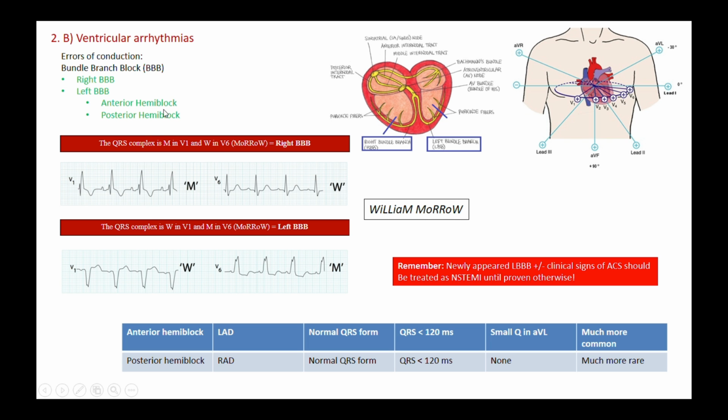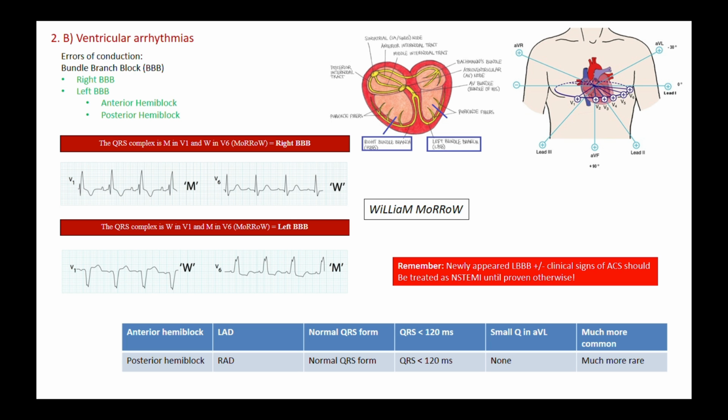Now, anterior fascicular block and posterior fascicular block, or hemiblocks, are subdivisions of left bundle branch block, because the left bundle branch divides into two big groups, or two big branches, if you like, and either one of these two can be separately blocked, leading also to a change on the ECG.